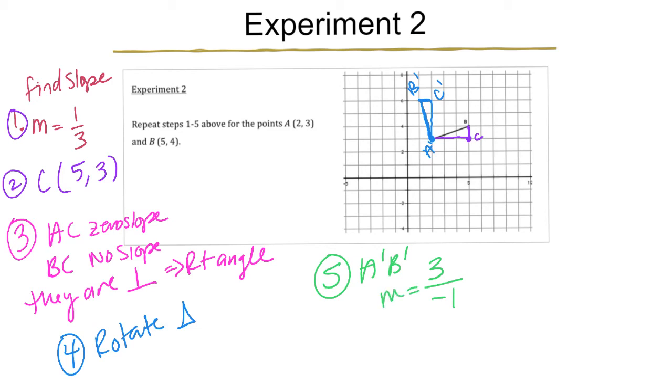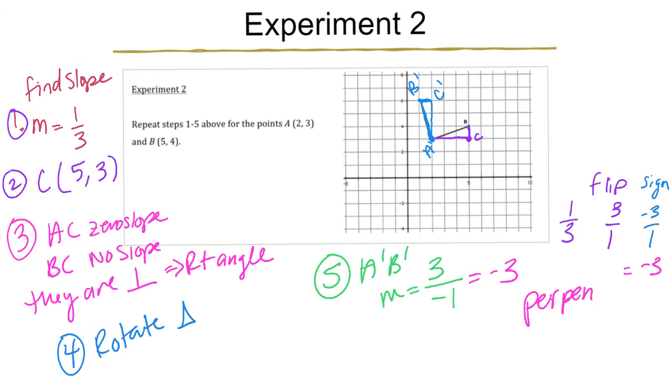So then I want to take my slope. I'm going to take my original, flip it over, which gives me 3 over 1, and then change the sign, which makes it -3 over 1, which is equal to -3, which is exactly what we have here. So they are perpendicular slopes. The other way you'll see that written is this is the perpendicular sign, and sometimes you'll see me write that.